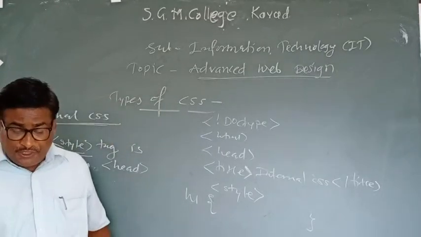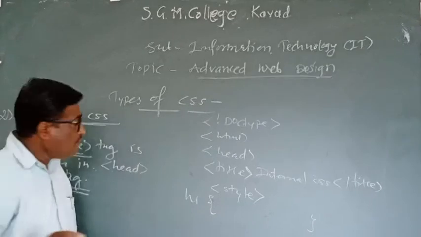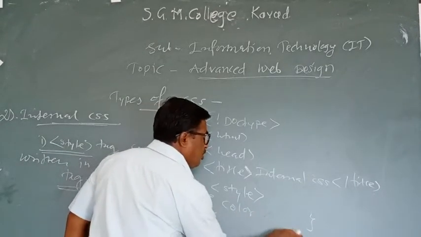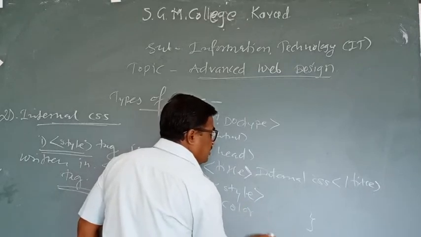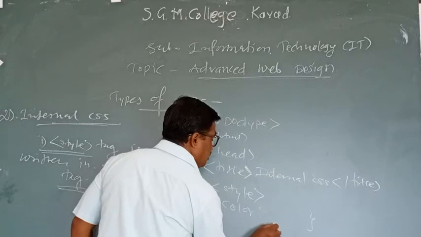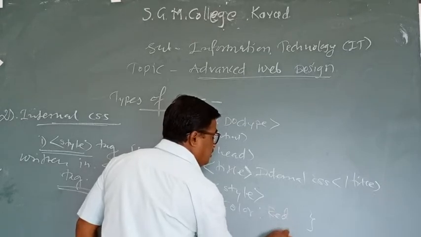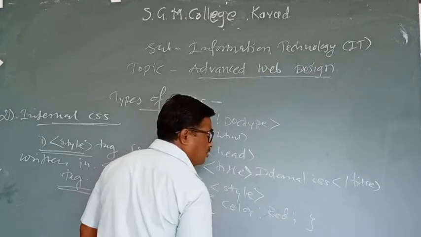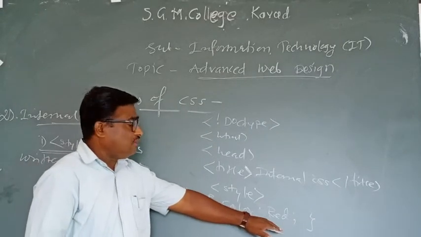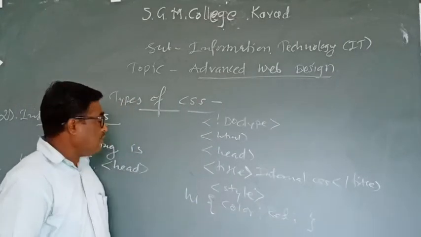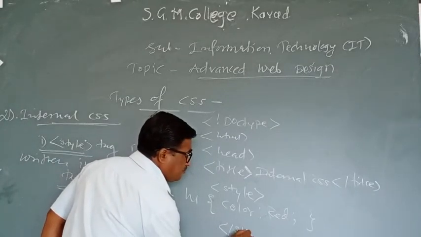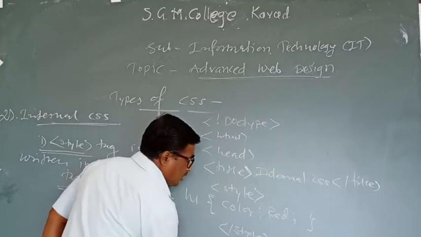Then the first property, color. We can take only one property or a number of properties. Here we could take a number of properties, but we have used only one property, color. Color is red, green, yellow, and ends with a semicolon. Okay. Color is red. And then here we close style. Head close.